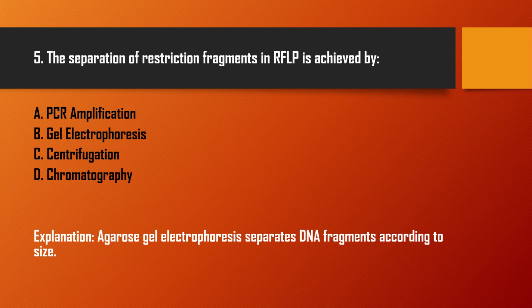Now moving on to the fifth question. The separation of restriction fragments in RFLP is achieved by, in RFLP analysis, restriction DNA fragments are separated according to their size using agarose gel electrophoresis. Smaller fragments migrate faster and farther than the larger fragments, allowing the DNA fragment pattern to be analyzed. So the answer is gel electrophoresis.